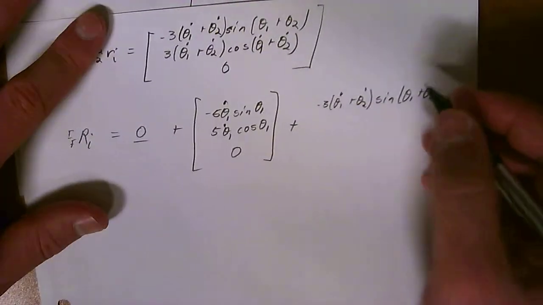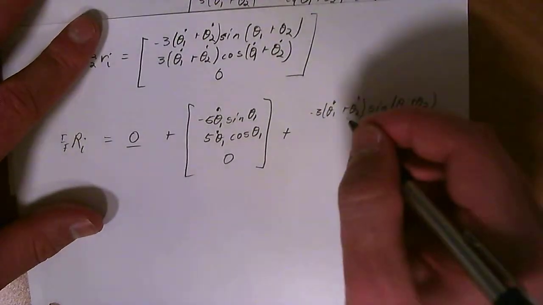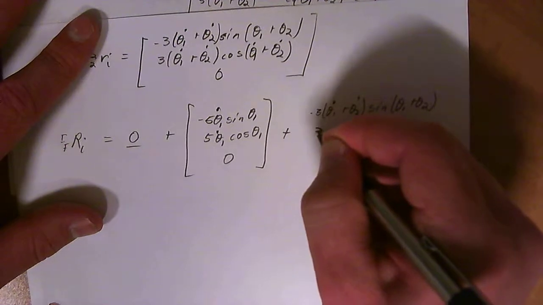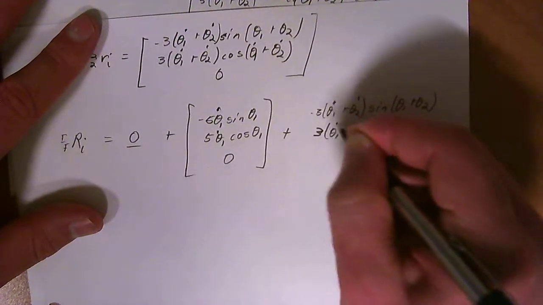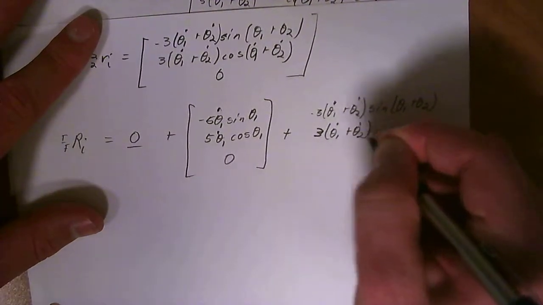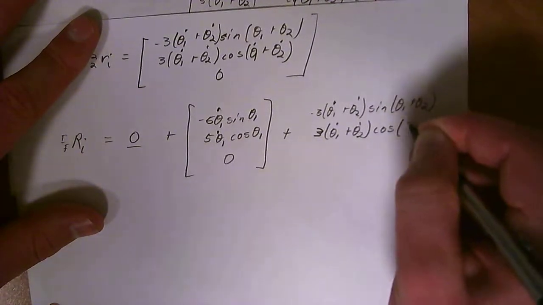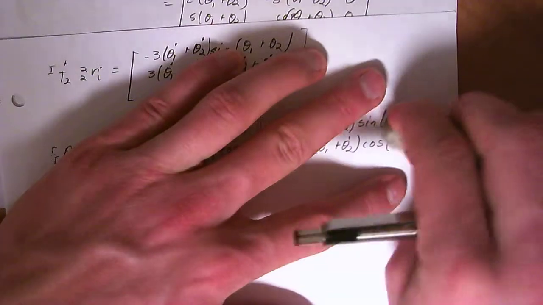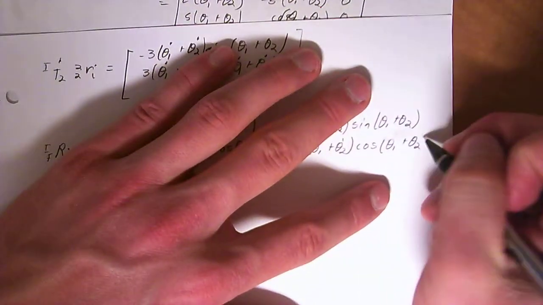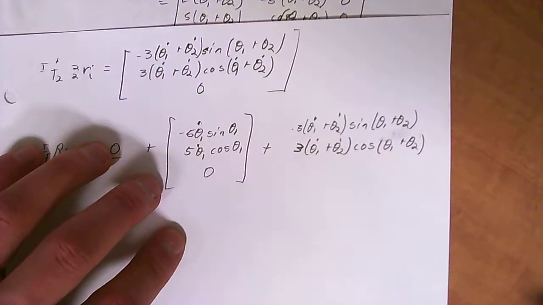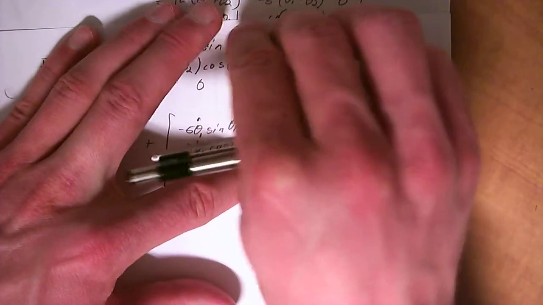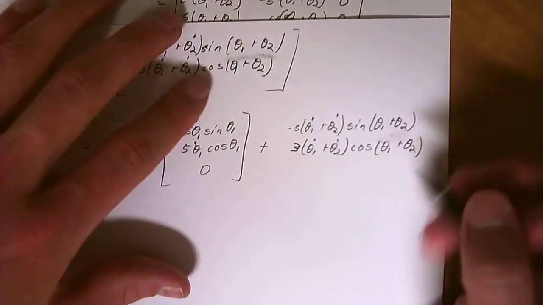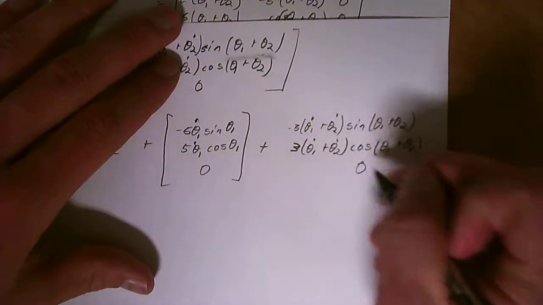Oh, let me get this up here so you guys can see it. 3 of theta 1 dot plus theta 2 dot cosine of theta 1 plus theta 2, not dots. This should not be dots. I got carried away with my dots. That should just be theta 1 and theta 2. All over 0.